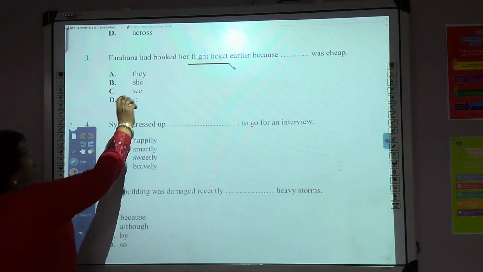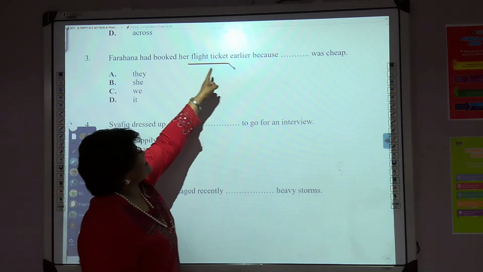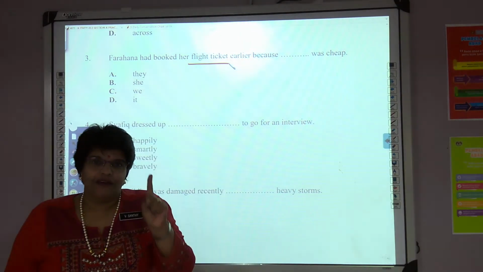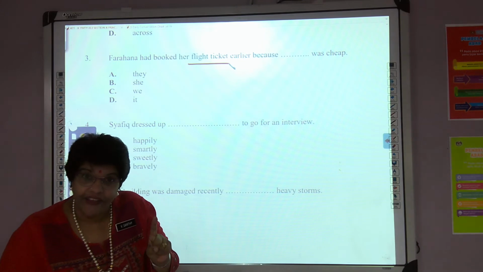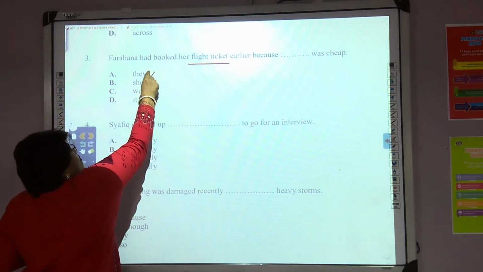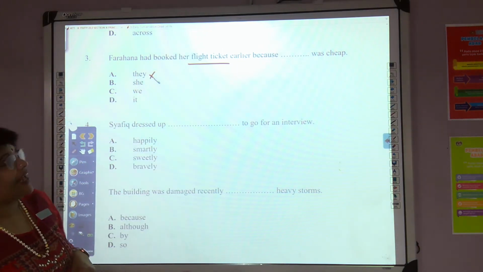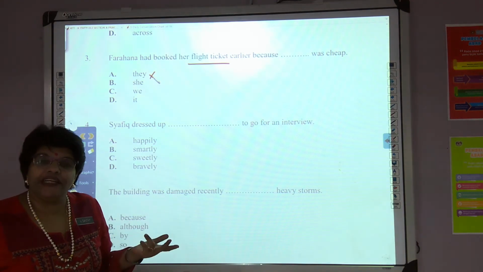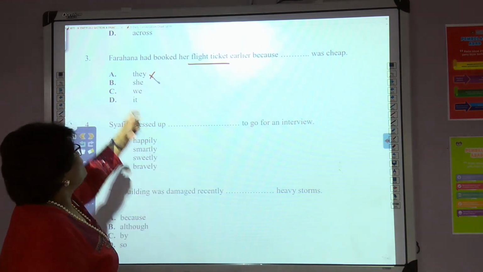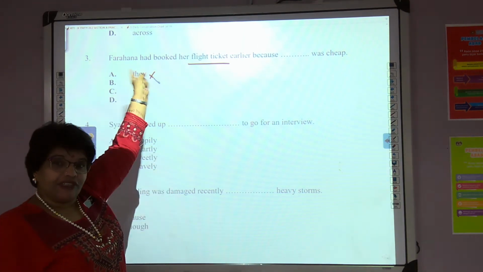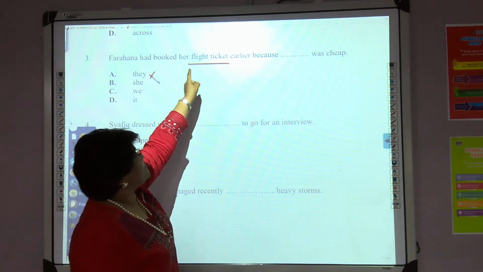So because they were cheap, this is flight ticket. One ticket. You cannot use they. So it's wrong. Cross out. She, you only use for Farhana. Farhana is not the keyword here. The keyword here is flight ticket.